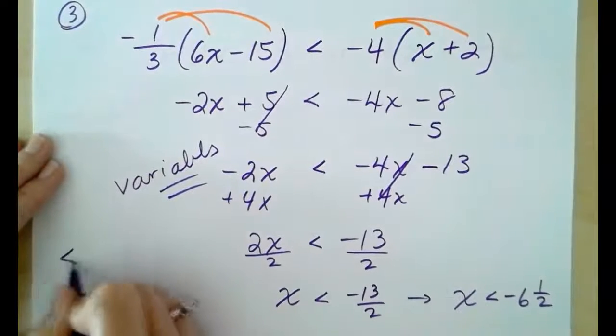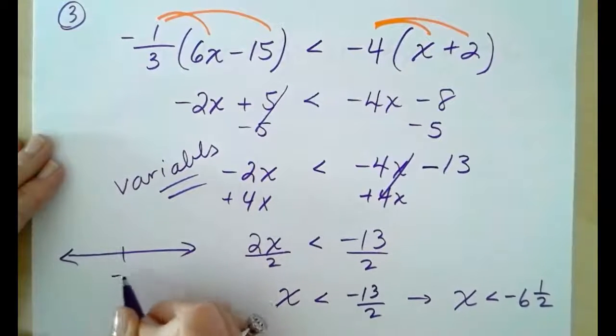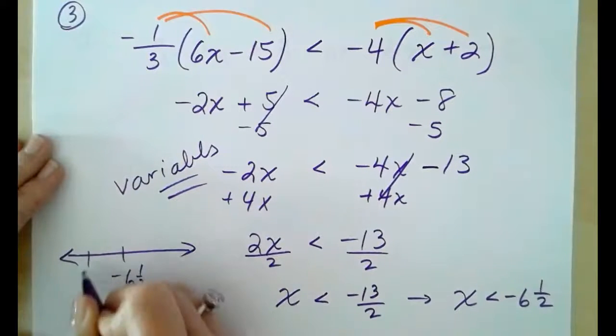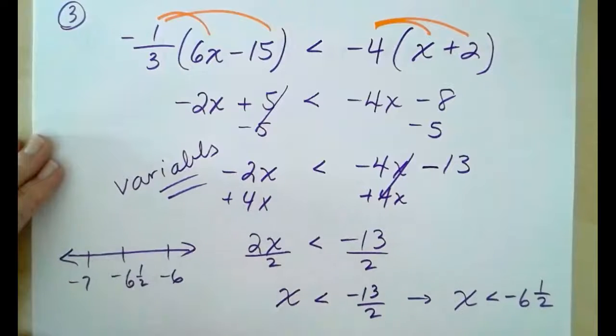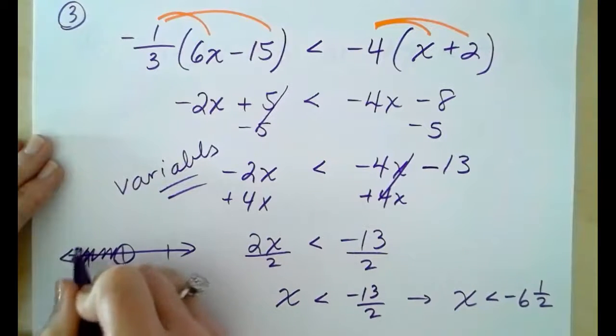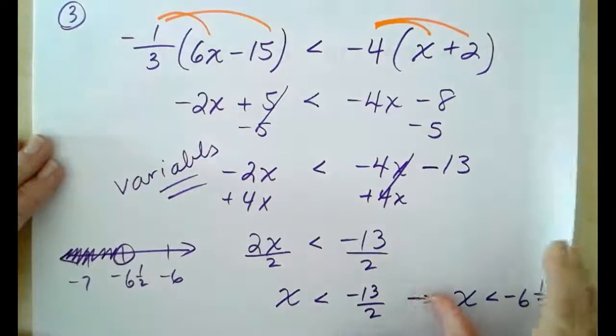So on the number line, put that negative 6 1/2 in the middle. We'll put negative 7 here and negative 6 here. Open on negative 6 1/2. Our answers are less than negative 6 1/2. So we will shade to the left.